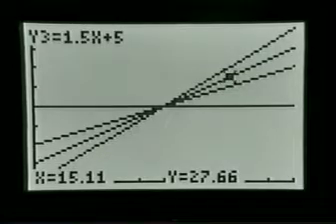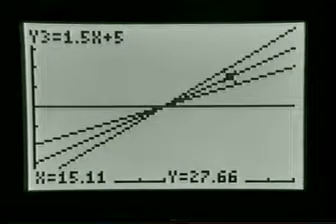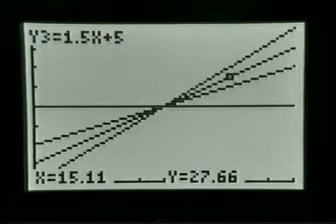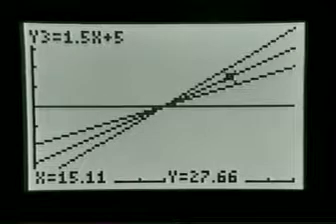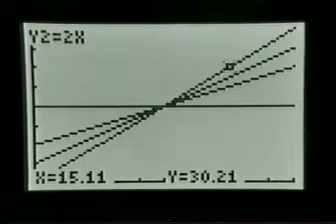The next line would be y equals 1.50x plus 5. The calculator drops the 0. And that would be the plan, $1.50 per minute of call, and $5 per month. And the line on top, at least where the little cursor is flashing, is y equals 2x, $2 per minute with no monthly charge. The first thing you should notice is all four lines intersect at one point.